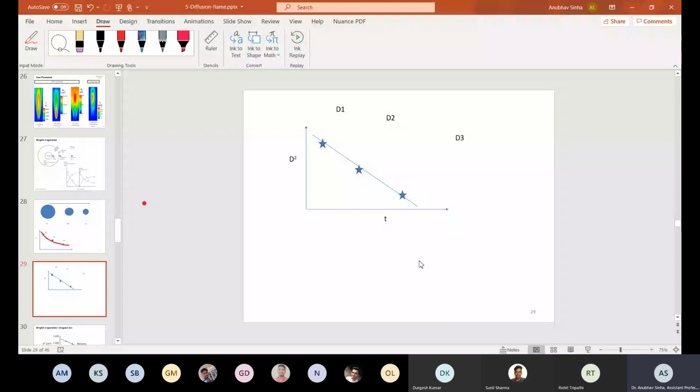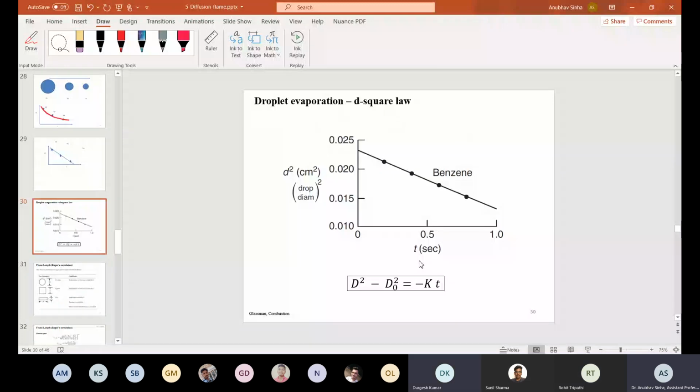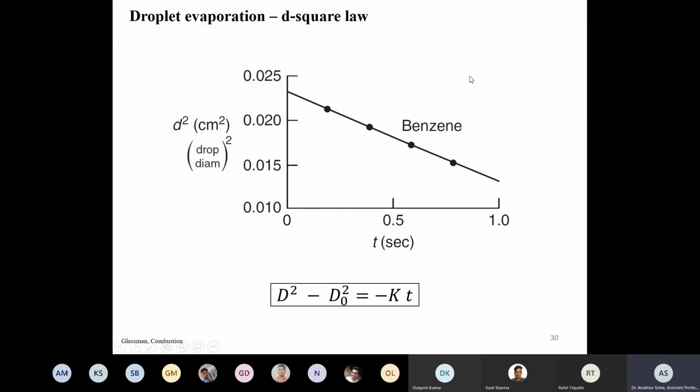So it is clear now. This is very important, a very basic law for droplet evaporation. This is called the D square law. It says if you plot the droplet diameter square with time, it forms a straight line. We'll not go into the derivation, but theoretically also you can derive this form.